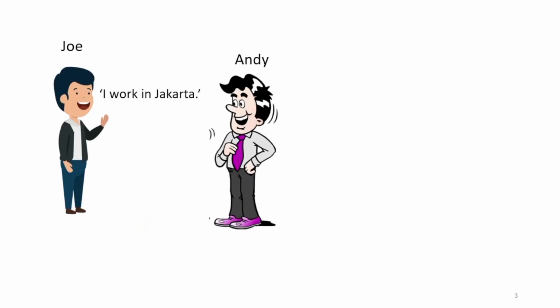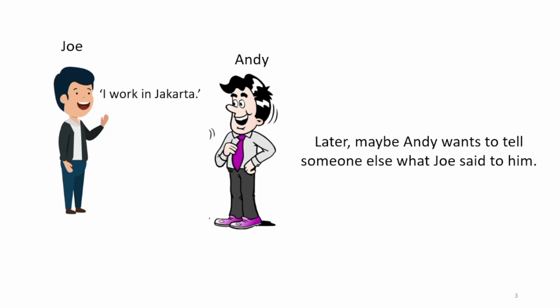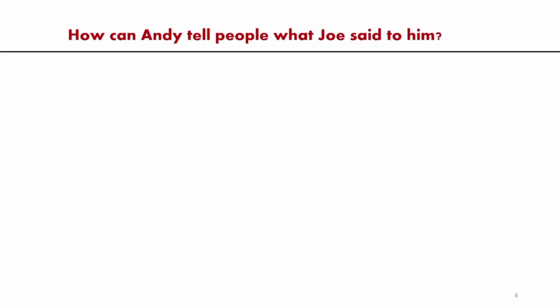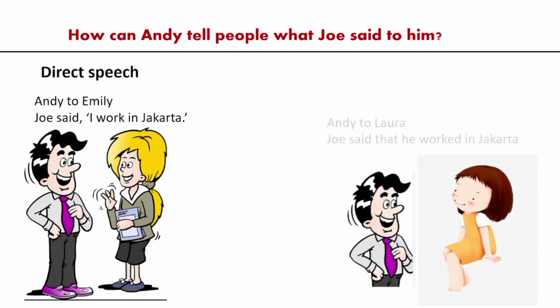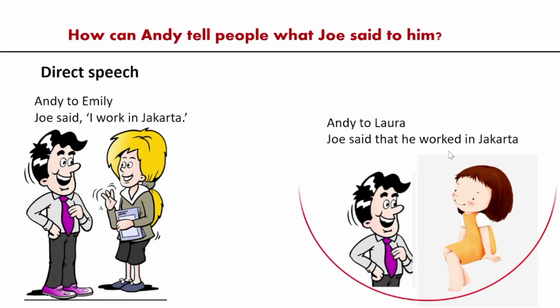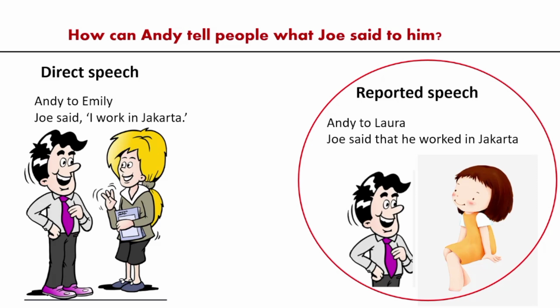For example, this is from Joe to Andy: I work in Jakarta. Then maybe Andy later wants to tell somebody else what Joe said to him. How can Andy tell people what Joe said to him? Andy to Emily: Joe said, I work in Jakarta. So this is direct speech. This is from Andy to Laura: Joe said that he worked in Jakarta. Here there is no quotation, and something changes. So this is reported speech or indirect speech.